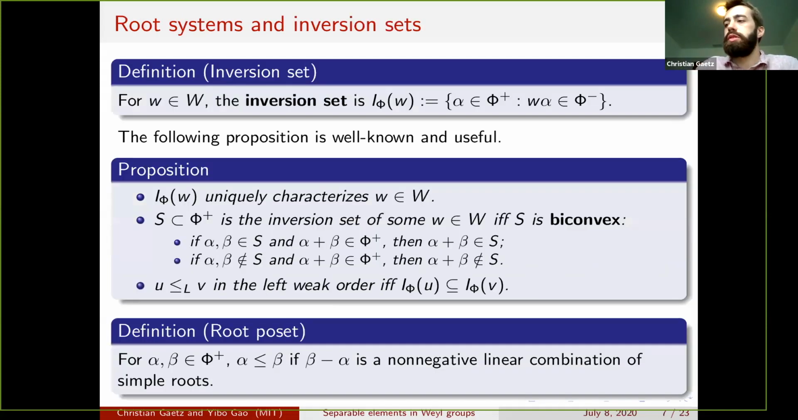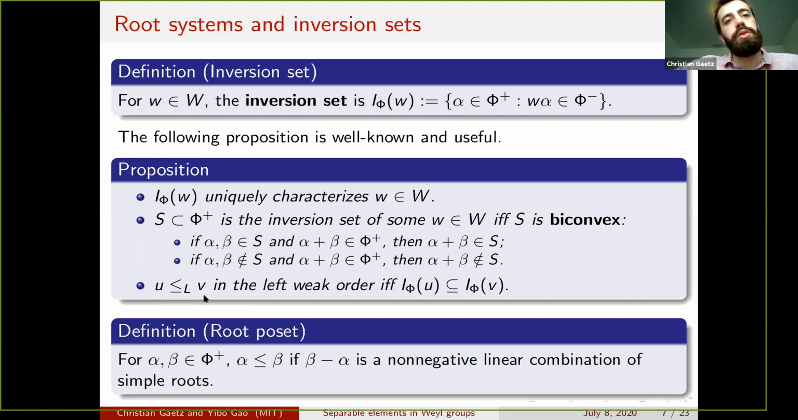Okay, so in order to define separable elements in other Weyl groups, I need to define a few more things about Weyl groups and root systems. So the inversion set of an element of a Weyl group are those positive roots which are sent to negative roots. All of these things, I'm going to give an example for the symmetric group if you're less familiar with this setup. It's important that the inversion set uniquely characterizes an element of the Weyl group. And in fact, it's possible to say exactly which subsets of the positive roots can occur as an inversion set of some element. And it's this biconvexity condition here.